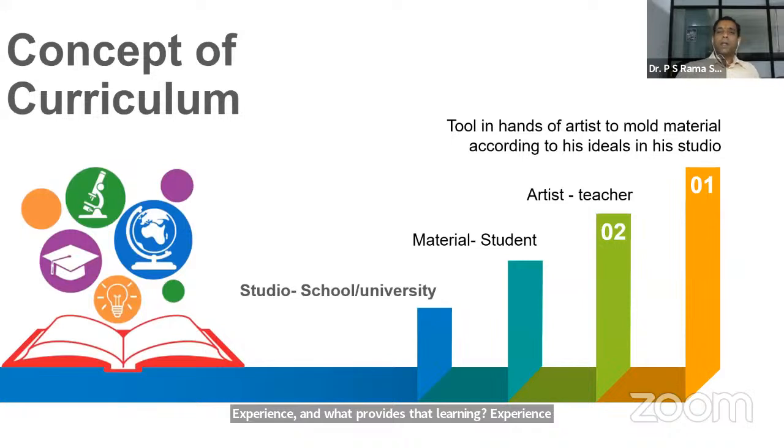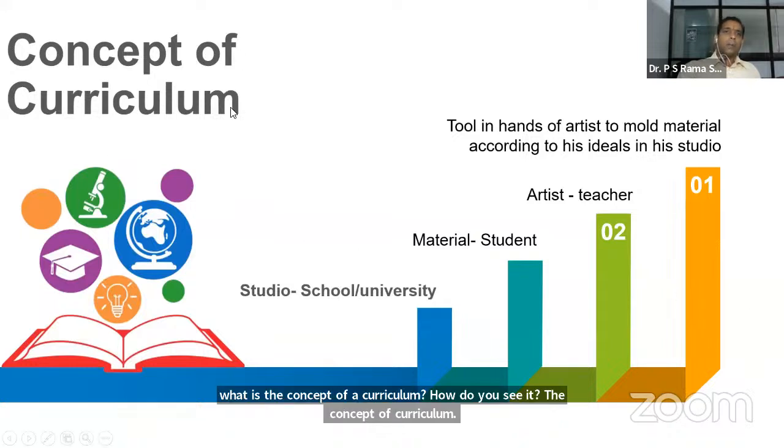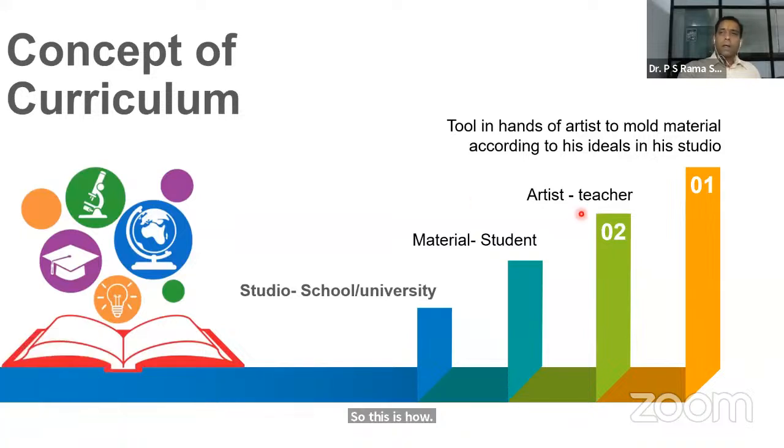So what is the concept of a curriculum? How do you see the concept of curriculum? So this is how it is defined in a more poetic way: tools in the hands of an artist to mold material according to his ideals in his studio. So who is the artist? The teacher is the artist. Who is the material? The student is the material. What is the studio? School or university. I think I forgot one here. What is the tool? The tool is the curriculum.